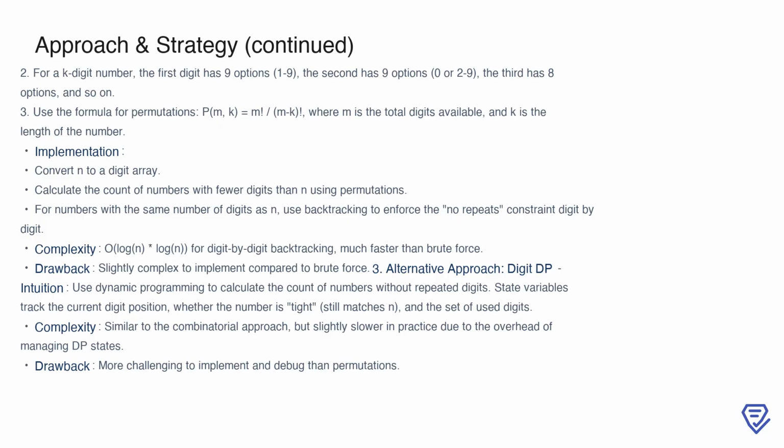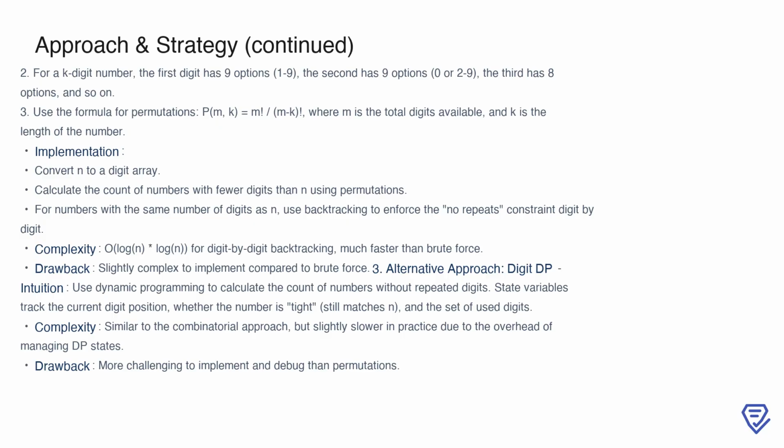This method has a much better time complexity of O(log n * log n), as we avoid iterating through all numbers up to n. However, it is slightly more complex to implement compared to brute force. Another alternative approach is to use digit dynamic programming, or digit DP.